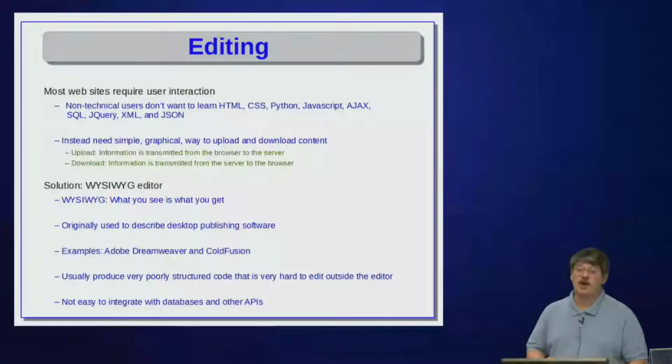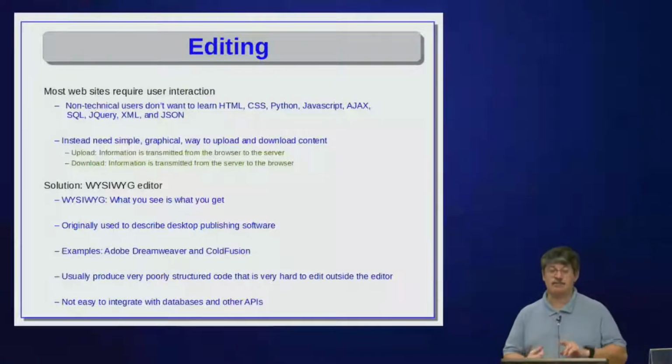So in this class, I've taught you how to use HTML and CSS and Python and JavaScript and AJAX and SQL and jQuery and XML and JSON to design an interactive website. Now those are awesome tools. It's really important that you understand how they work if you're going to design a website. But very few successful websites are written from scratch using those languages. We do that in this class because I want you to really learn how they work. But in practice, we don't do that. Instead, we provide a way that users can upload and download content without knowing any of those technical skills.